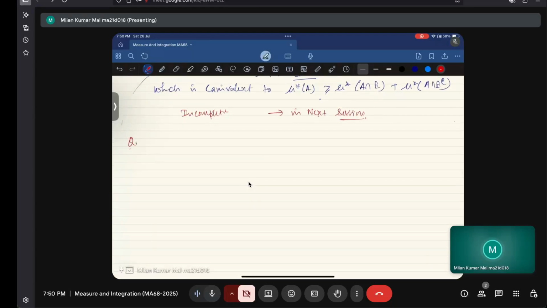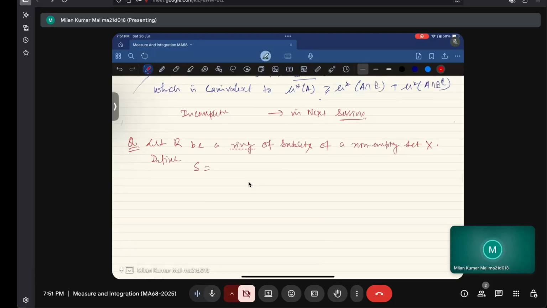So the question is: let R be a ring of subsets of a non-empty set X. Define S as the collection of all subsets F such that F belongs to R or F complement belongs to R. So R is already given, and S is the collection of sets such that F is in R or F complement is in R. Then S is the smallest algebra containing R.